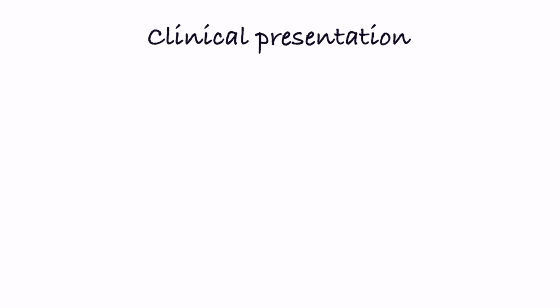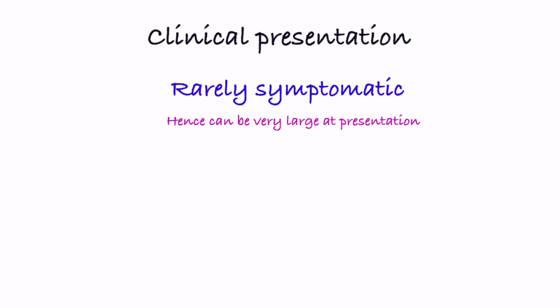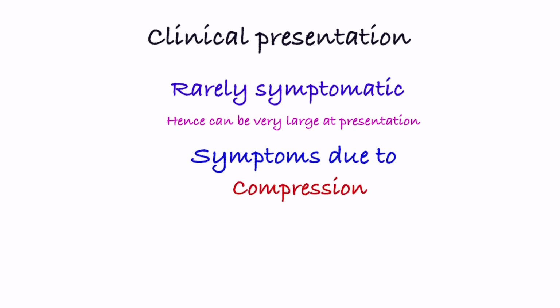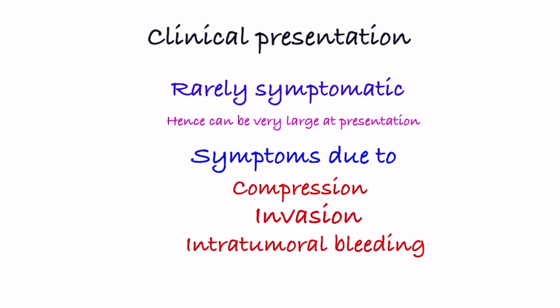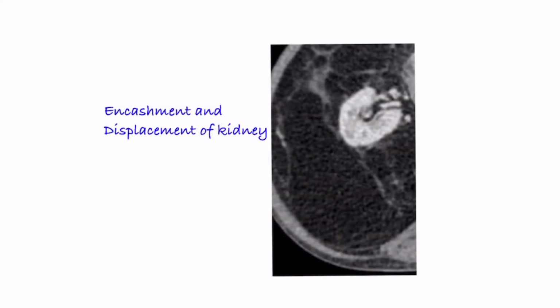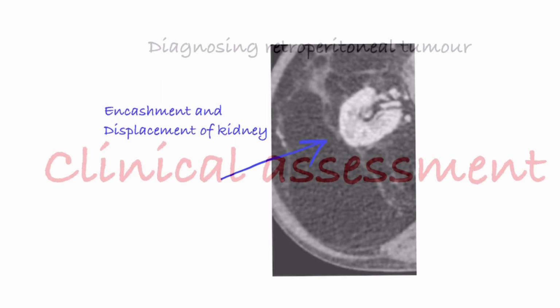Retroperitoneal sarcomas are rarely symptomatic, hence they can be very large at presentation. Symptoms only tend to arise when tumors are large, causing compression of the adjacent viscera, invasion of other organs like kidney, adrenal, colon, ureter, intratumoral bleeding causing rapid enlargement and pain, and due to metastasis. Kidney is often encased or pushed by tumor anteromedially.